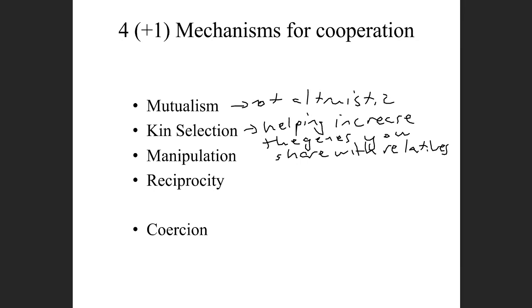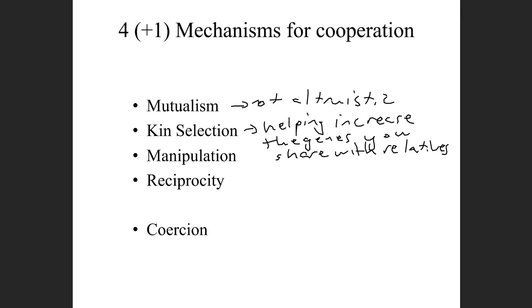Manipulation is when you're basically forcing or tricking someone else to behave altruistically towards you. So in this case, clearly one side benefits and the other has a cost. Reciprocity, which Dawkins talks about a bunch, and we're going to talk about some here, is where you do something to help someone else at a cost to yourself, with the expectation that later that same benefit will be returned to you.